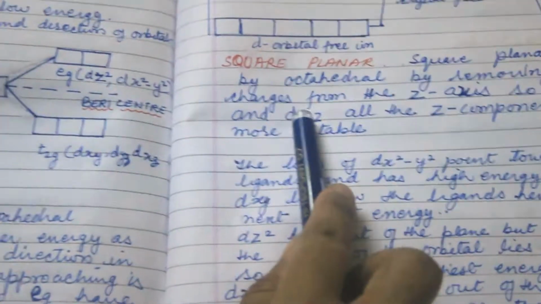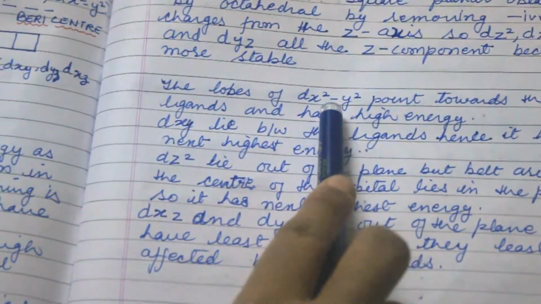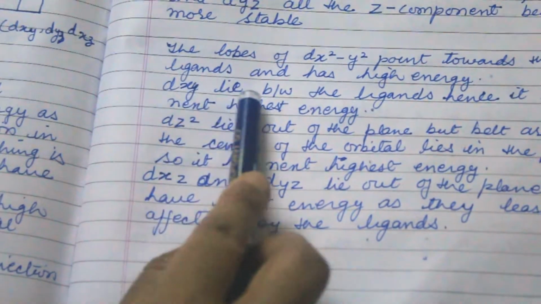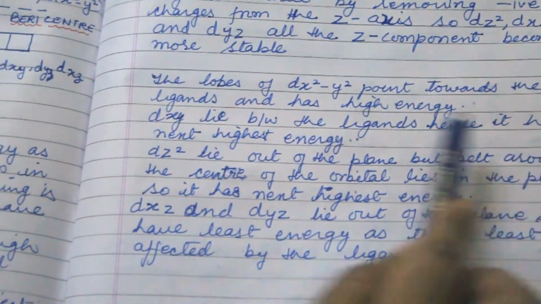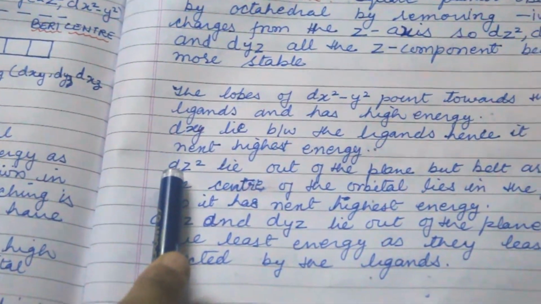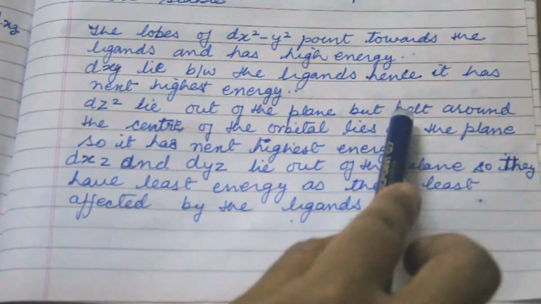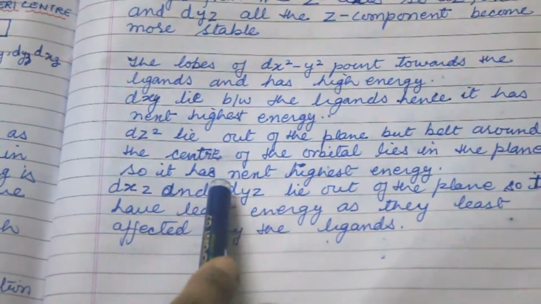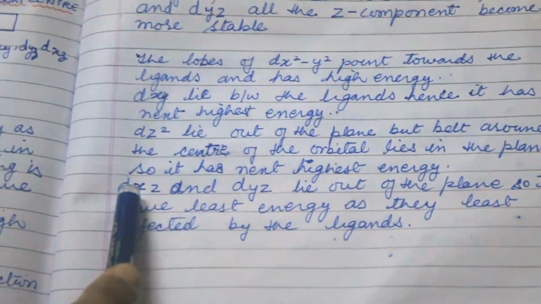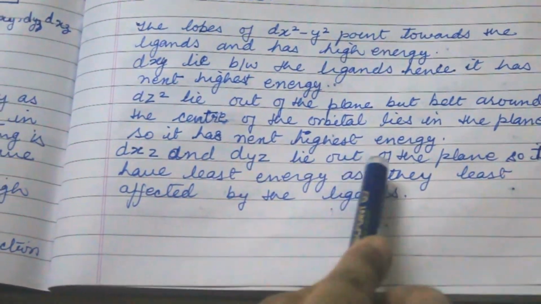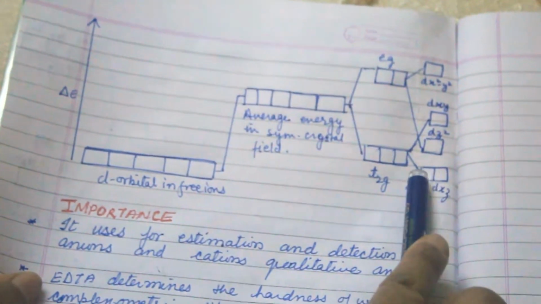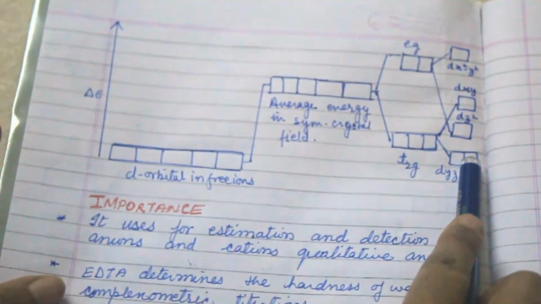See, in square planar, the lobes of dx square minus y square point towards the ligands and have the highest energy. dxy lies between the ligands, hence it has the next high energy. dz square lies out of the plane, but the belt around the center of the orbital lies in the plane, so it has the next highest energy. And dxz and dyz lie outside of the plane, so they have the least energy.